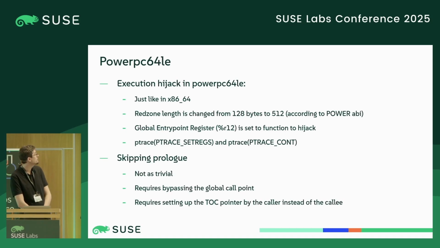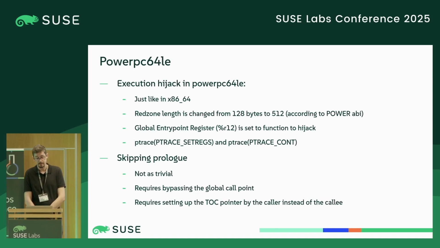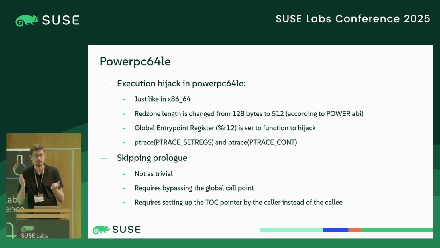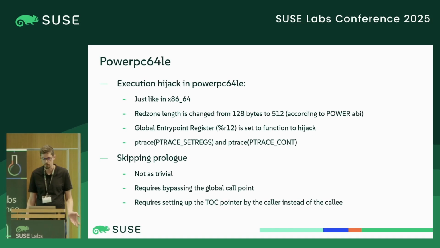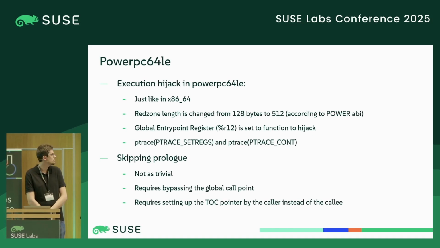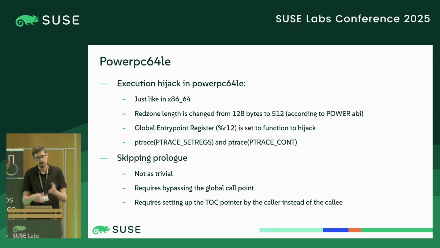About the execution hijack, on PowerPC64 it works very similar to how it works on x86-64. We just had to modify some constants, such as the red zone. The Power ABI defines it to be 512 bytes, since the kernel uses that for some other stuff.